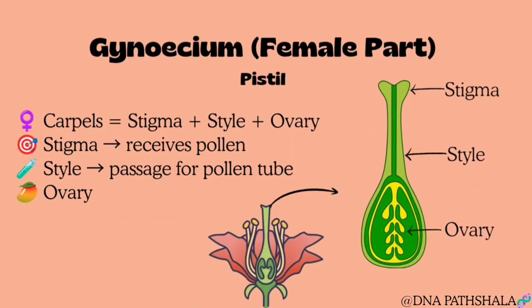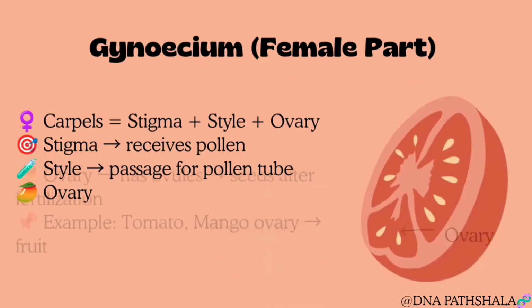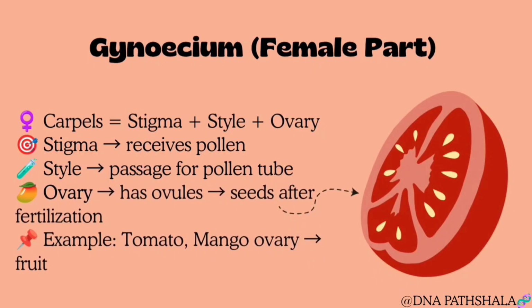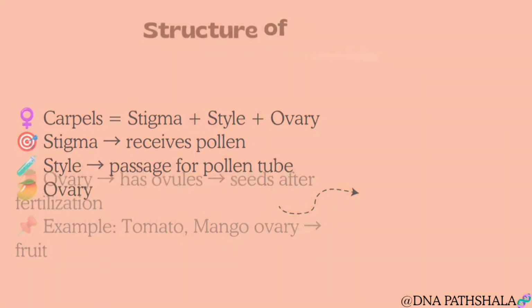Finally, we have the Gynoecium, the female reproductive part. It has three parts: stigma, style, and ovary. The stigma is like a sticky landing pad for pollen. The style is a tube through which pollen travels, and the ovary is where ovules are present. So, after fertilization, the ovary develops into a fruit, just like a mango or a tomato.